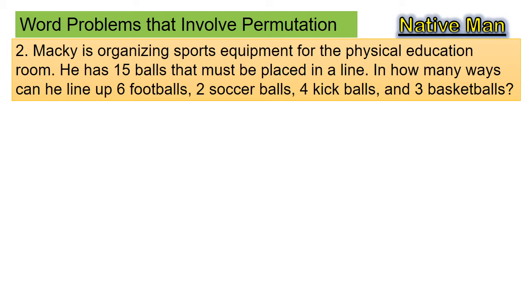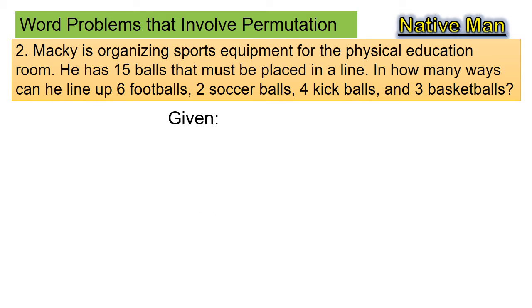Okay. So, if you notice, meron pong pagkakapareho yung mga object na ating i-arrange kasi yung football, 6. Yung soccer, 2. And so on. Ano po? So, kung may pagkakapareho po ng object, ang gagamitin lang po natin dito ay distinguishable permutation. Sige, tuloy po tayo. Identify po natin yung given.